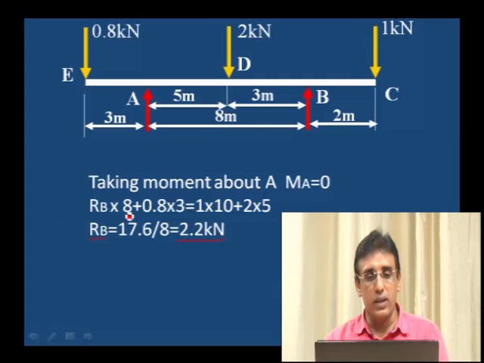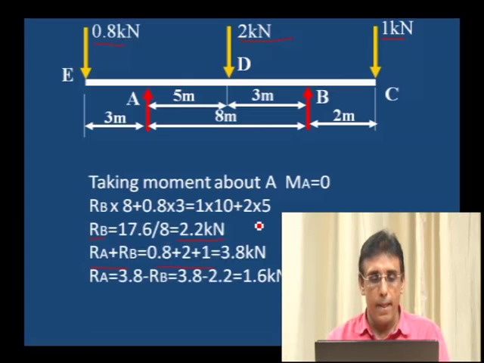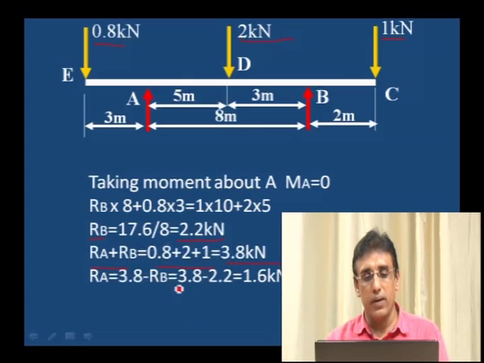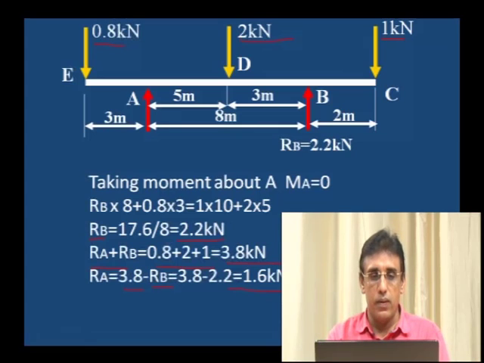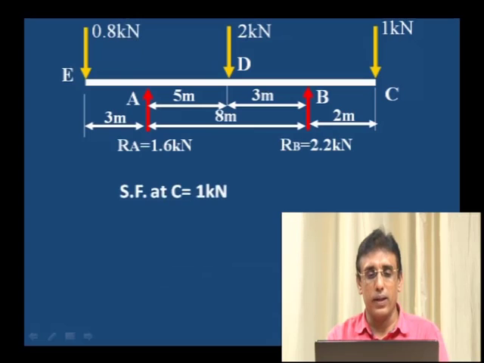We are transferring all this 0.8 into 3 to the right hand side, and then dividing by 8, we will get the value of RB. Then upward forces is equal to downward forces. Downward force is 0.8 plus 2 plus 1, which must be equal to RA plus RB. RA is equal to 3.8 kilonewton minus the RB value. We will get 1.6 kilonewton as the RA value. We have the RA and RB values. Further, we can move towards the calculation of shear force.